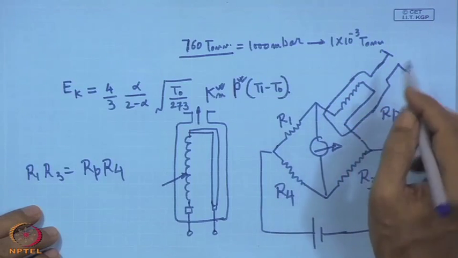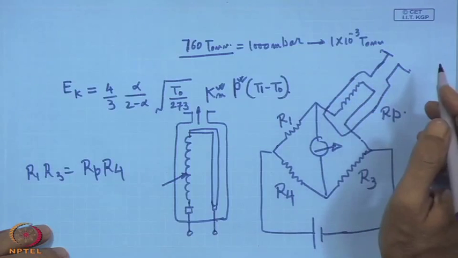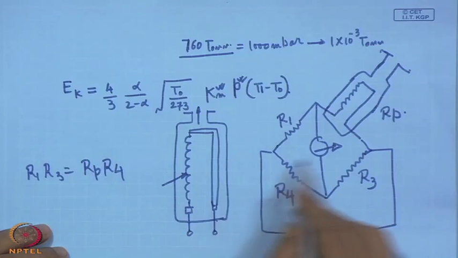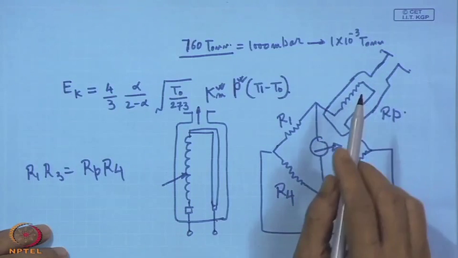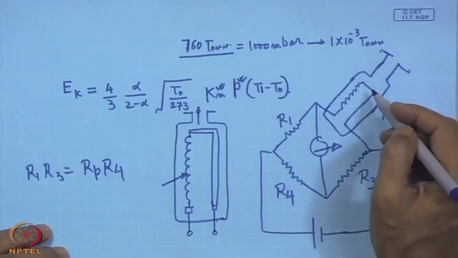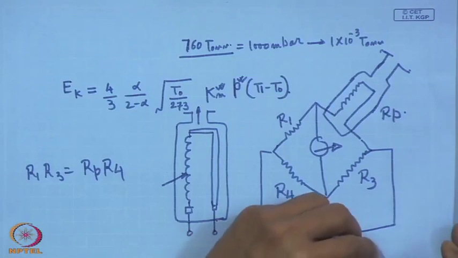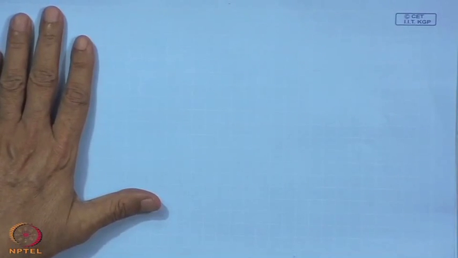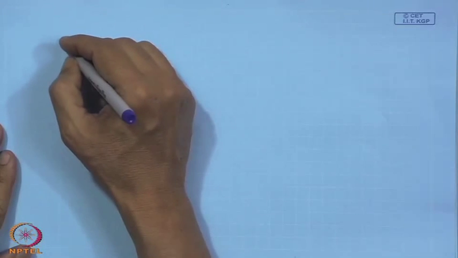So, that means basically the resistance of this arm is changing, because for a constant heat, the resistance of this one will keep on changing because of the lowering of the pressure and lowering of the thermal conductivity. And as a result, what do we get? We get one output. That means this can be illustrated conveniently in a graph.